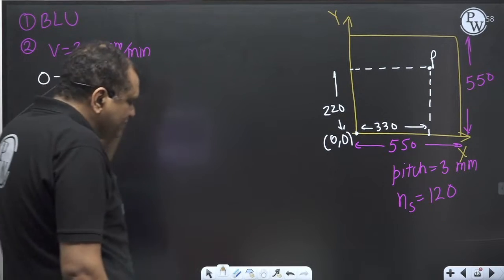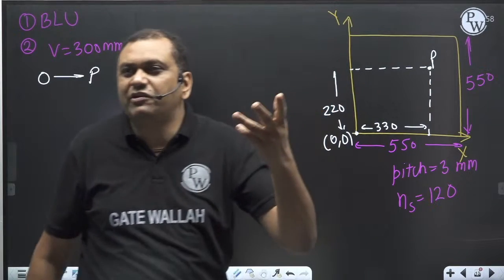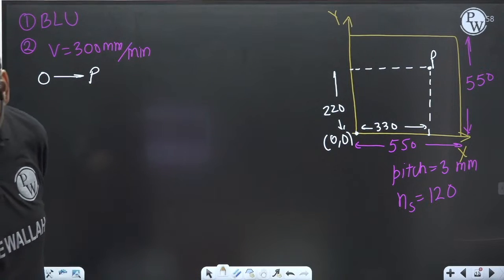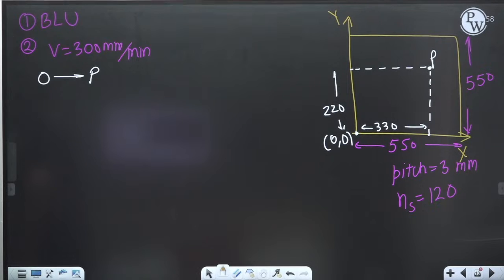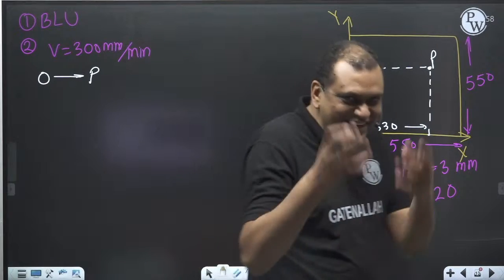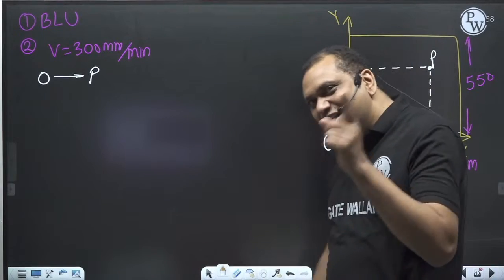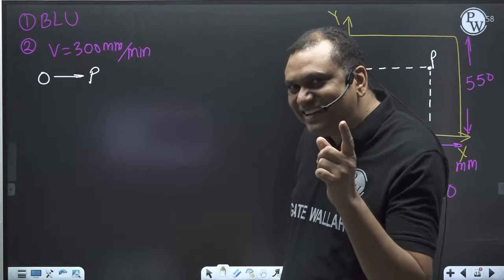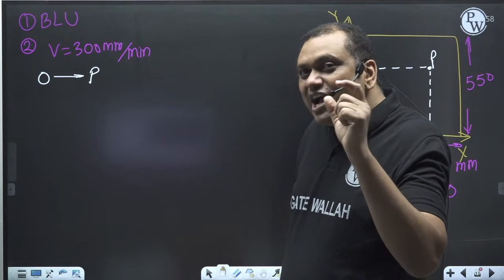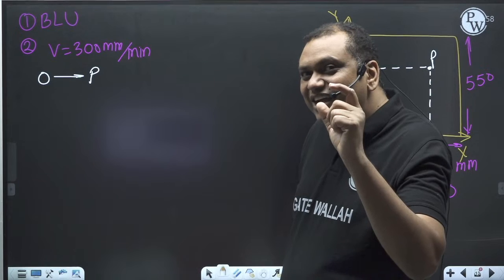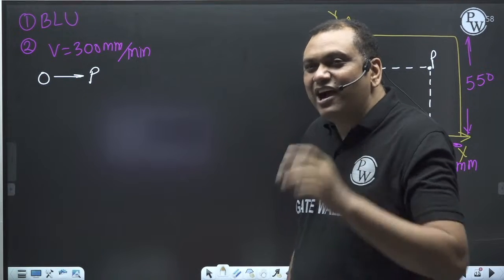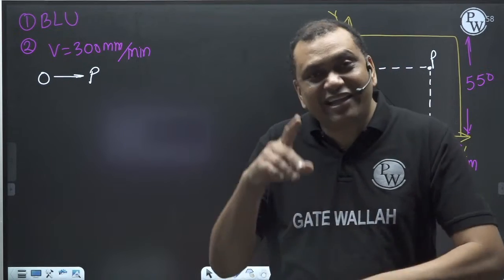BLU calculation is very easy, and some of you have already given me the answer. I'm not asking about that; you will do it anyway. What is BLU? Table resolution. BLU or table resolution is how much minimum advancement I can give to the table.